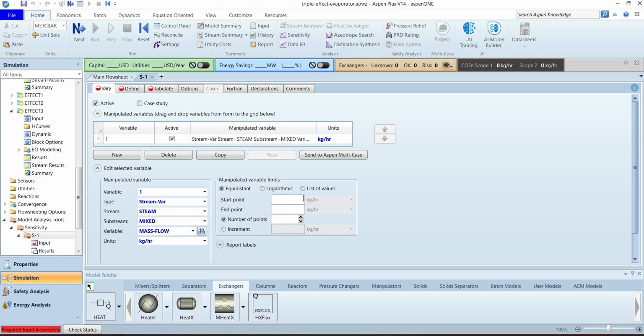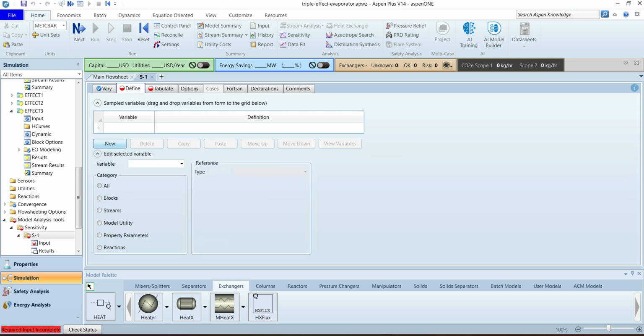Since we have defined 500 kilograms per hour of the steam flow rate, let's vary between 200 kilograms per hour and 500 kilograms per hour. We are expecting the result somewhere in between this range, and we can define 11 data points for this range.